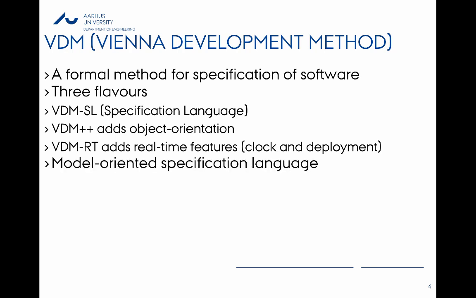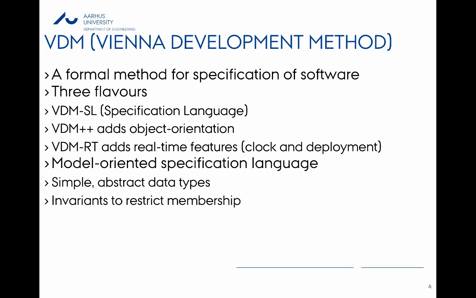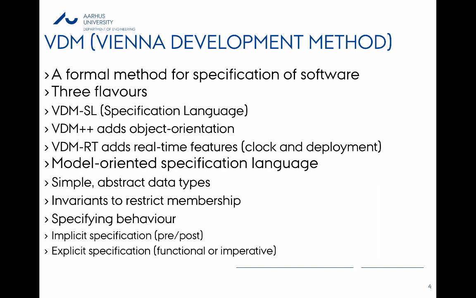If you look at the specification language, it's model-oriented. It means that we have simple abstract data types. We have invariants that can restrict the memberships that we would like to have for our types. We have two ways of specifying behavior: either implicit style, pre-post, so what should hold before some operation or function, and what should hold afterwards. And then we have explicit style, where we, either in a functional manner or in an imperative manner, describe how you calculate the results from the inputs.